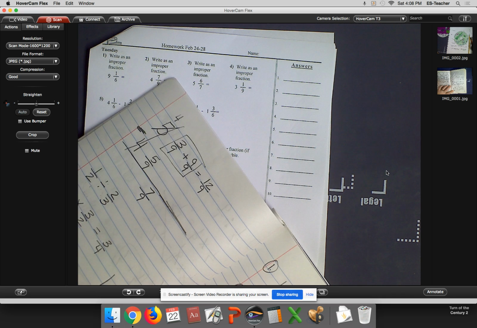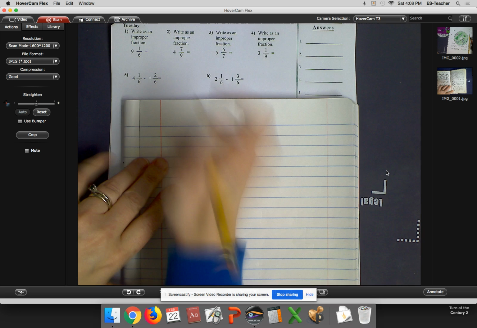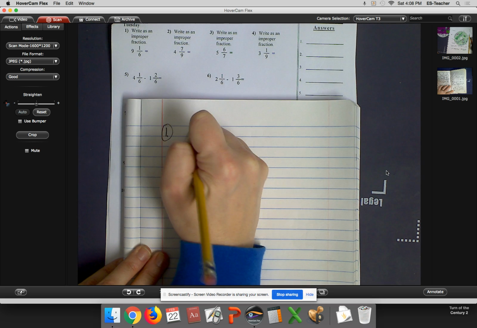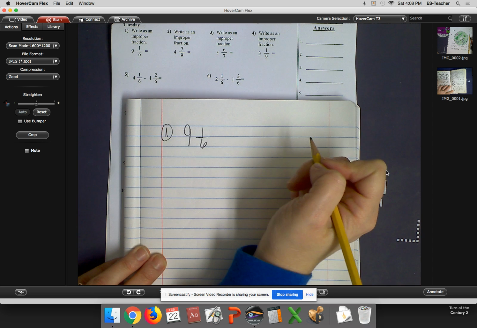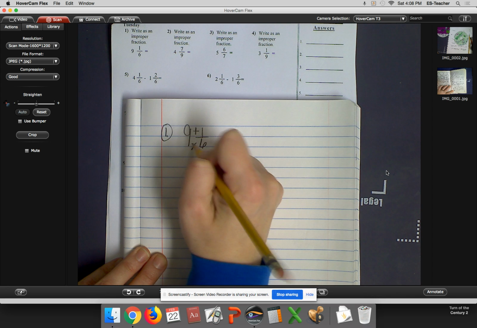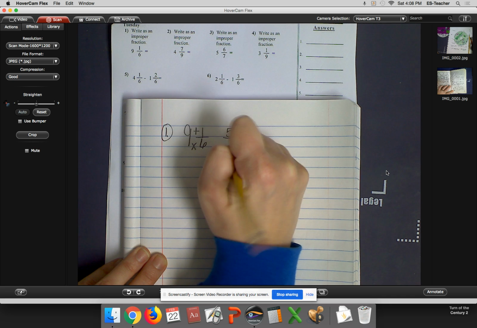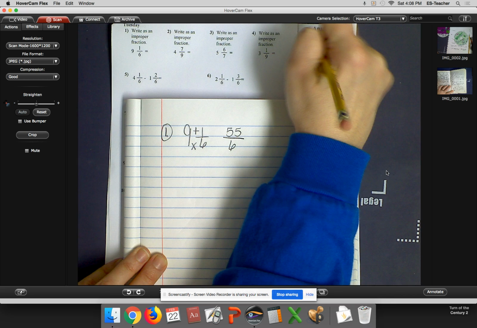All right. I'm going to go ahead and do the odds with you. So for number 1, we have write as an improper fraction. And I have 9 and 1/6, right? So in order to do this, I'm going to times this and then add that to it. So 9 times 6 is 54 plus 1 is 55. And then I keep my denominator. So number 1, easy peasy, is 55 over 6.